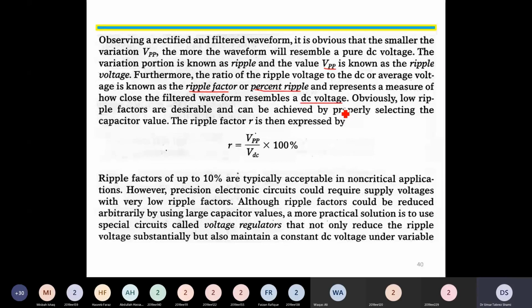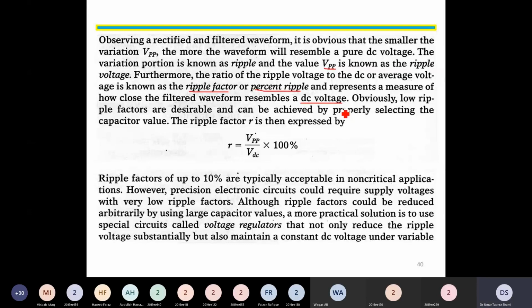The ripple factor R is then expressed by VPP, that is the peak to peak or the ripple voltage, divided by VDC, multiplied by 100 to get the answer in percent. Ripple factors of up to 10% are typically acceptable. So ripple factors from 0 to 10% are acceptable in non-critical applications. However, precision electronic circuits would require power supplies with very low ripple factors.